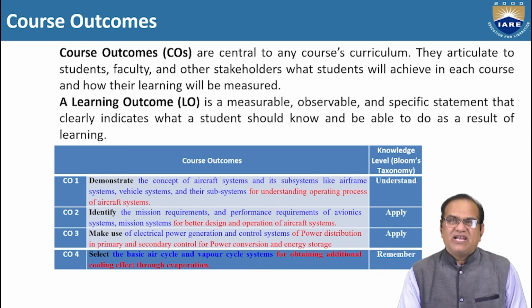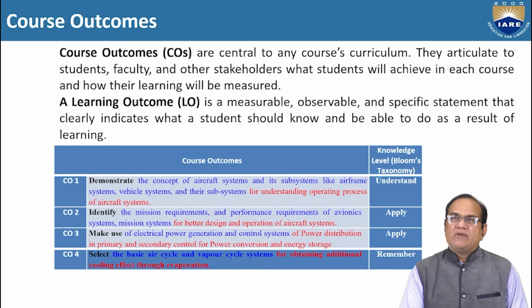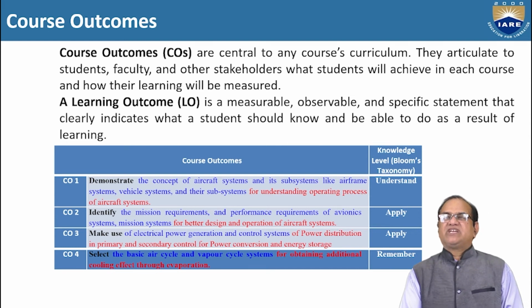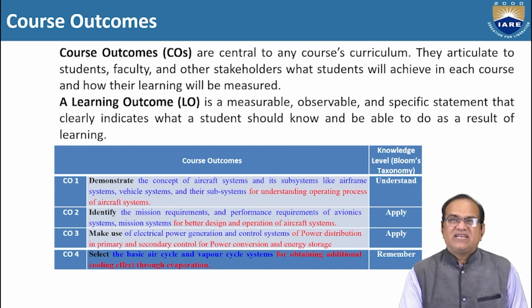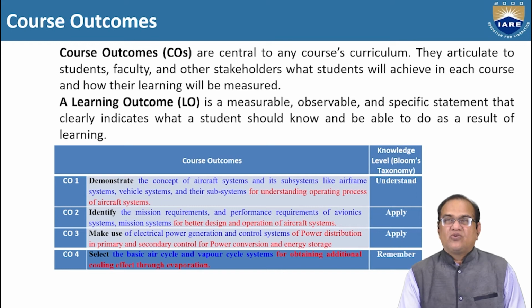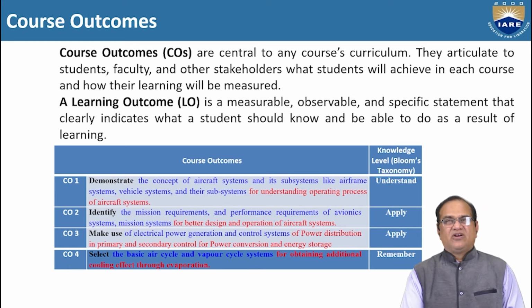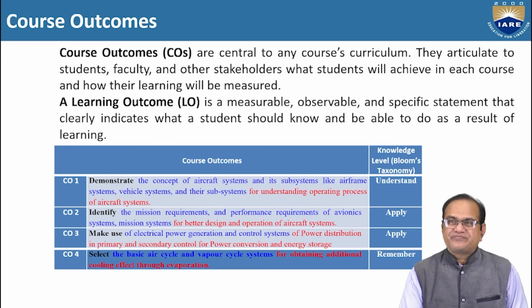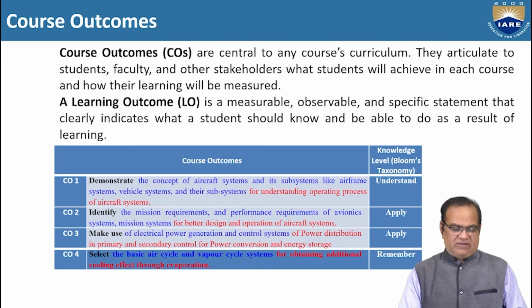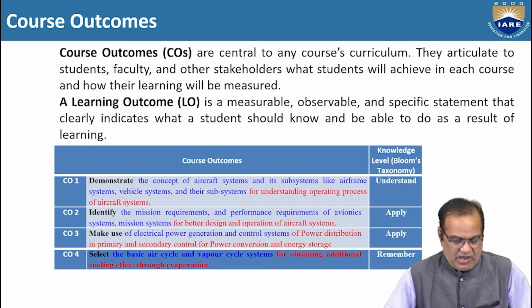Okay, then we have the learning outcome, which is a measurable, observable and specific statement that clearly indicates what a student should know and be able to do as a result of learning. Okay, so these are the learning outcomes, and here I have put some course outcomes.